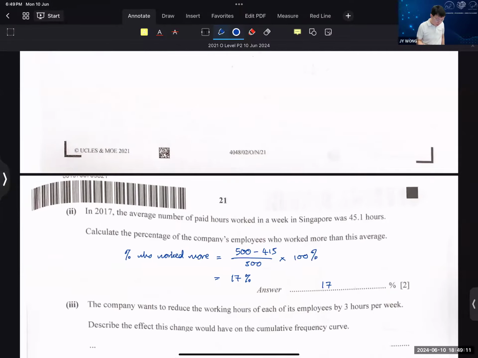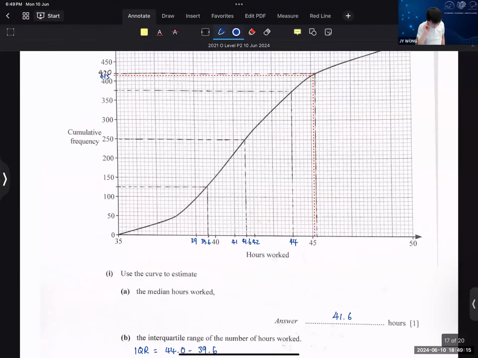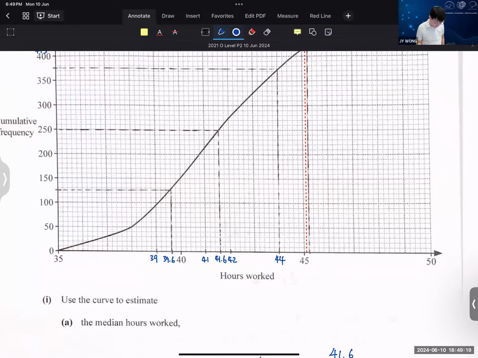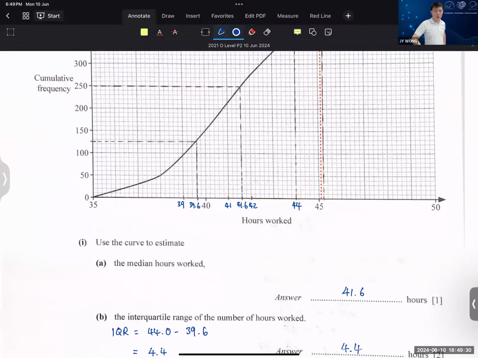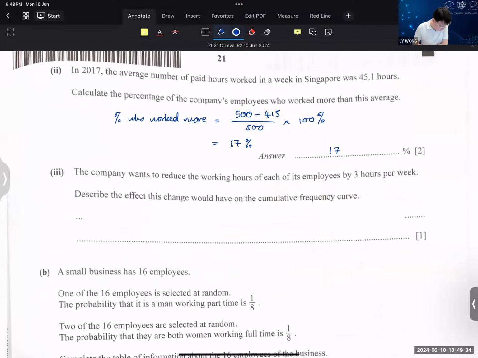Now, there is a case to be made here that if you take 420, I don't think the examiner will penalize you, but I think 415 is definitely the safer answer for sure. Let's move on.